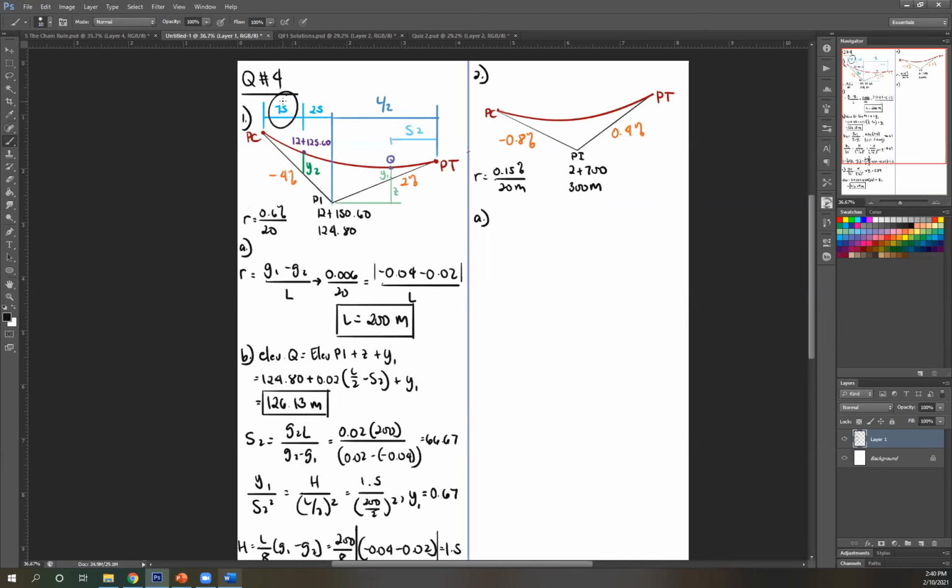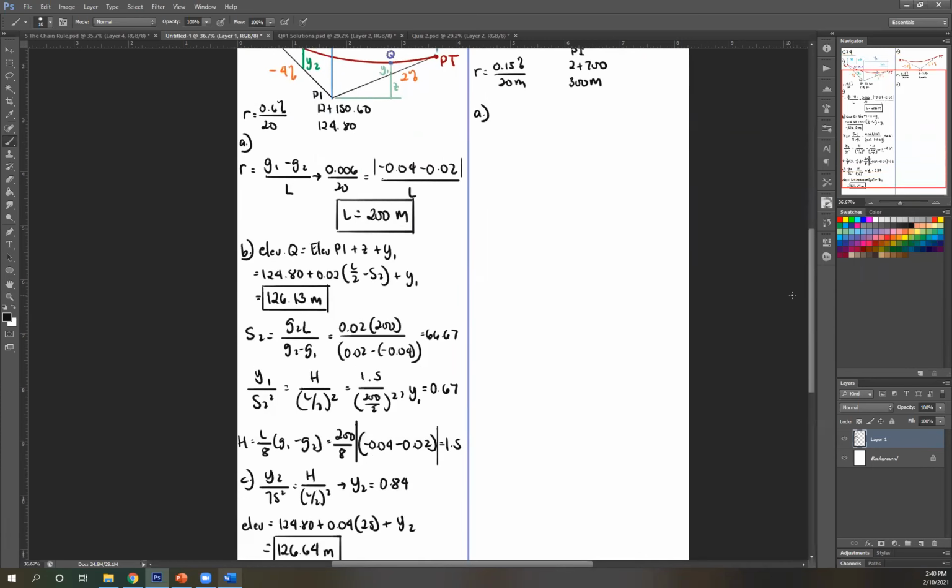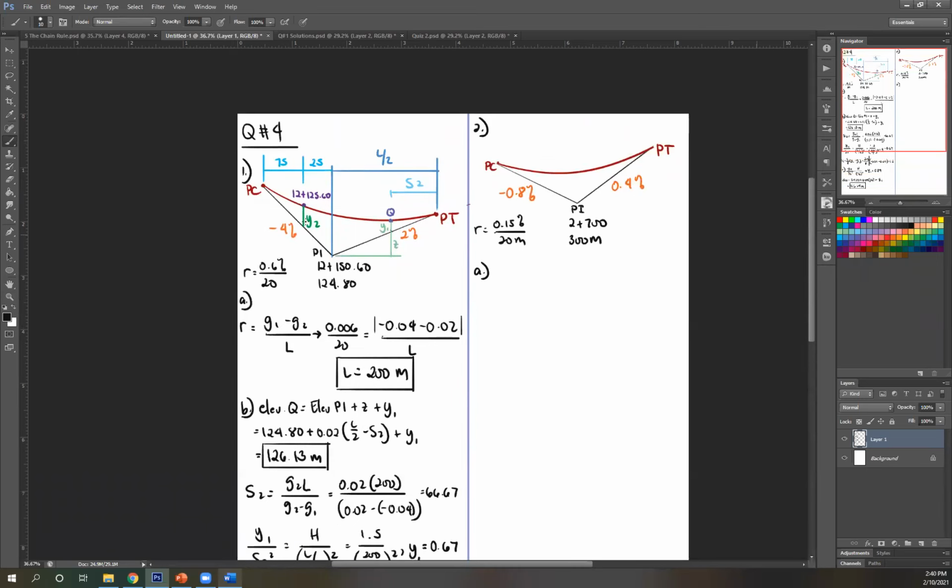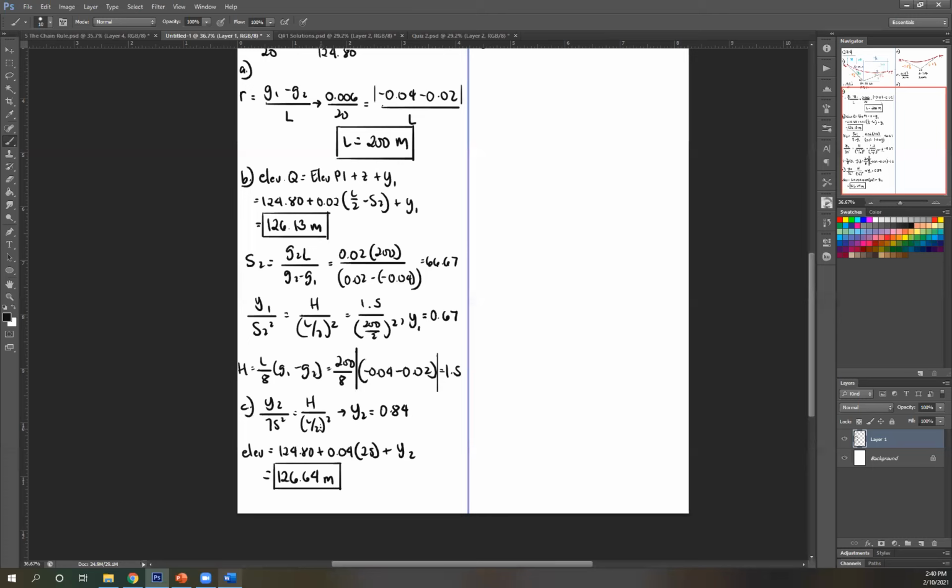So that's why this is 75. Therefore, x squared is equal to 75 squared. So y2 over distance squared, again, that's your 75, equals h over L over 2 squared. Already know h, it's 1.5. L is 200 over 2 squared, so I can easily solve for y2. And y2 is just 0.84.